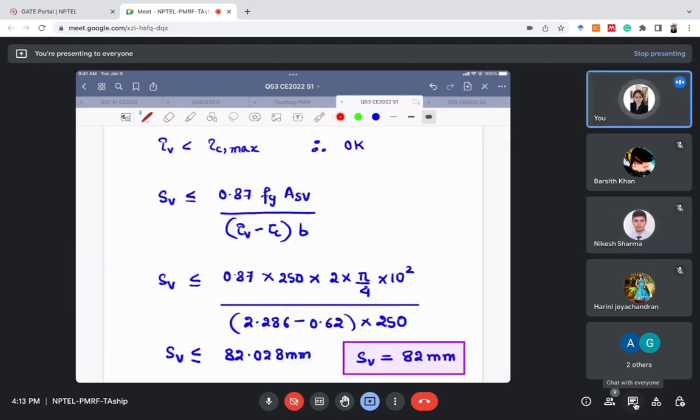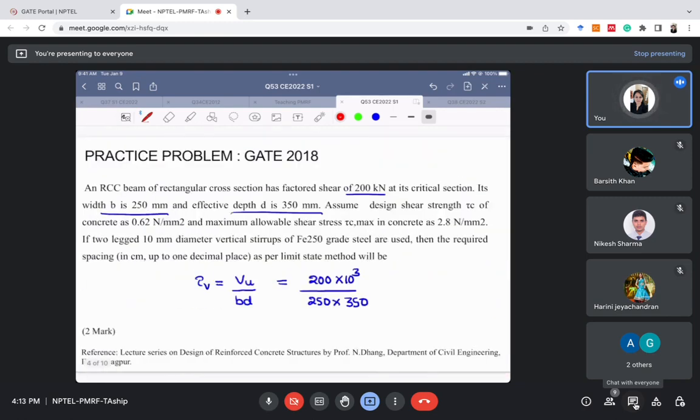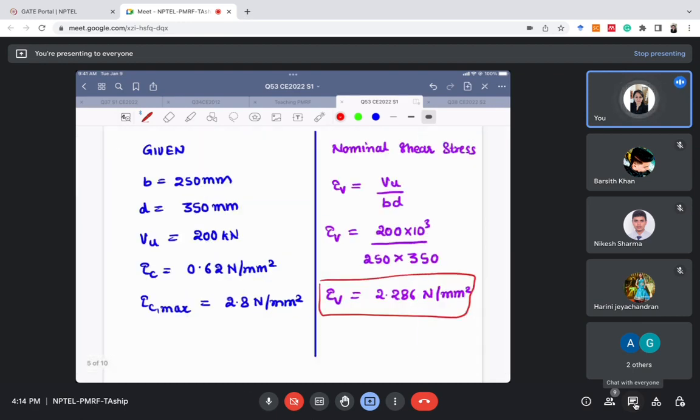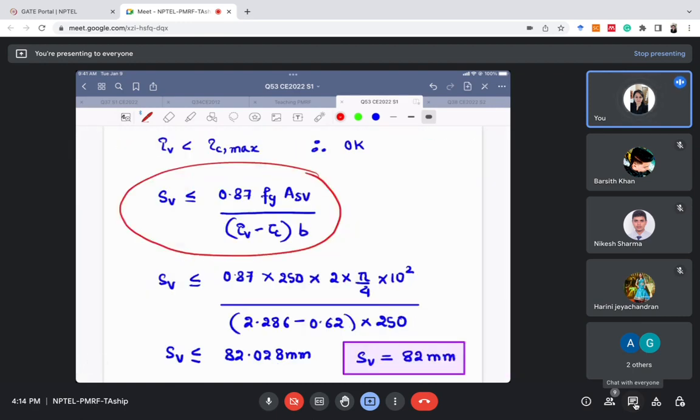So you just have to use the same formula, SV equal to 0.87 Fy ASV divided by b, but in this case, the value of Fy is given to us as Fe 250. We are using Fe 250 grade steel here for stirrups. So therefore, instead of 415, we have to use 250 in this case. Otherwise, the problem is totally the same.